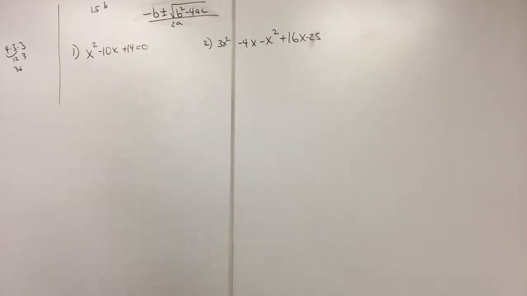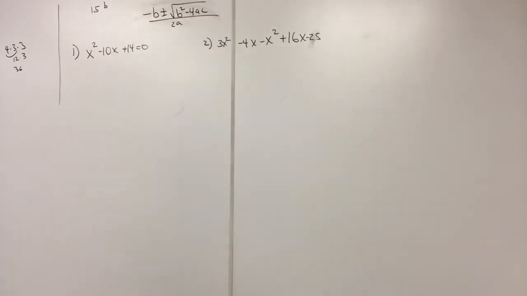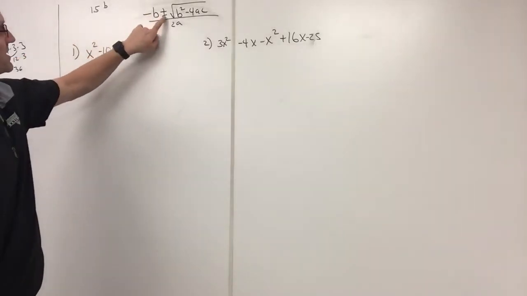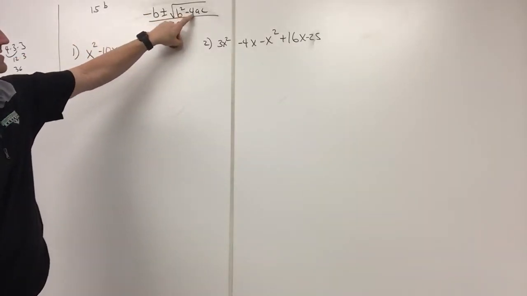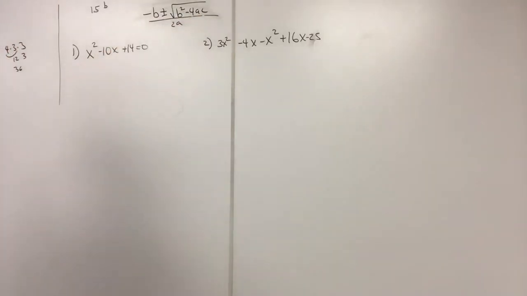All right, now it's time to basically put it all together. All the lessons we've done up to this point, we're now going to use and say, all right, we have these two quadratic equations. We're going to solve them using the quadratic formula. And once again, the quadratic formula is opposite of b plus or minus the square root of b squared minus 4ac all over 2a. So let's go ahead and get started.